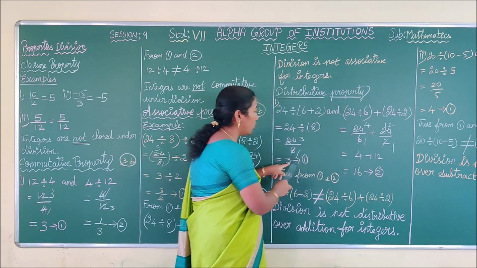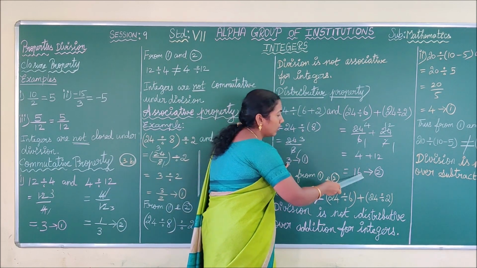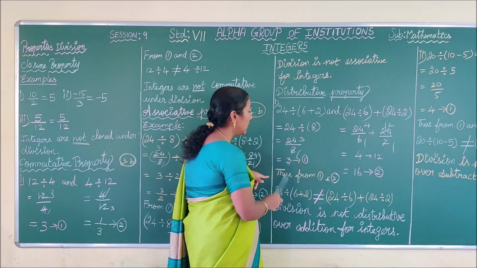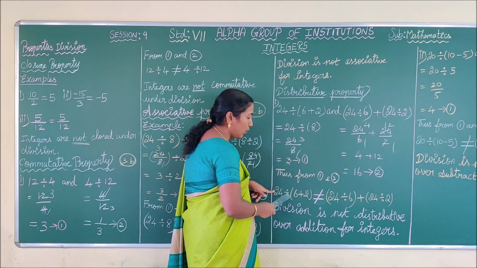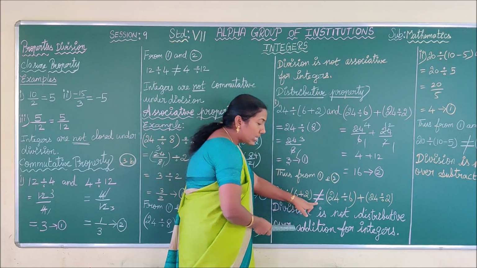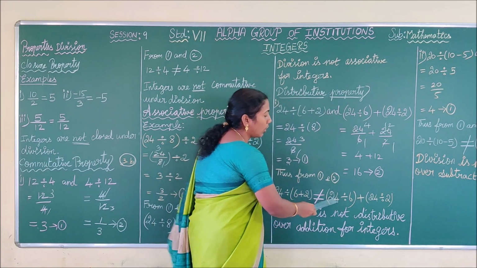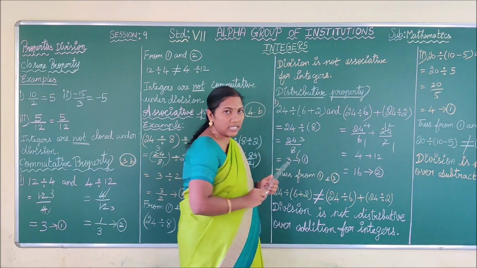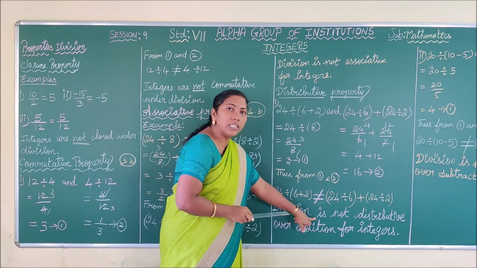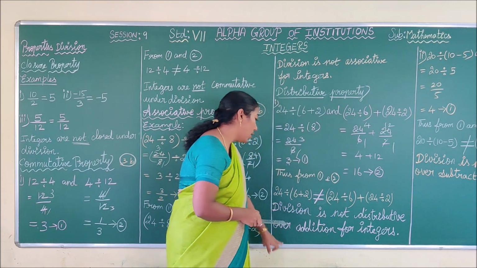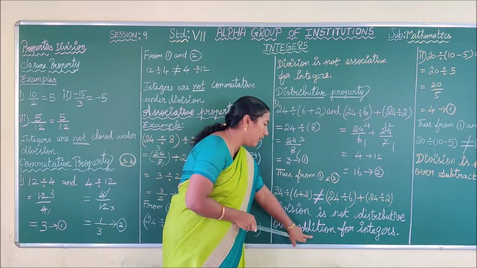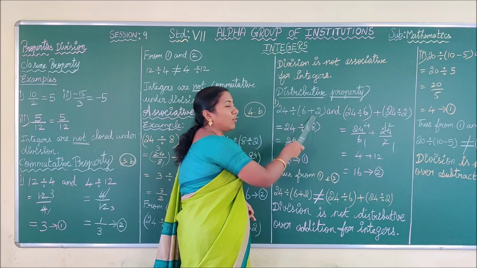What is equation 1? 3. What is equation 2? 16. Is 3 equal to 16, children? No. Thus from 1 and 2 we can write 24 divided by 6 plus 2 is not equal to 24 divided by 6 plus 24 divided by 2. Thus we can say division is not distributive over addition for integers. Why are we writing addition here? Within the bracket we are using addition.